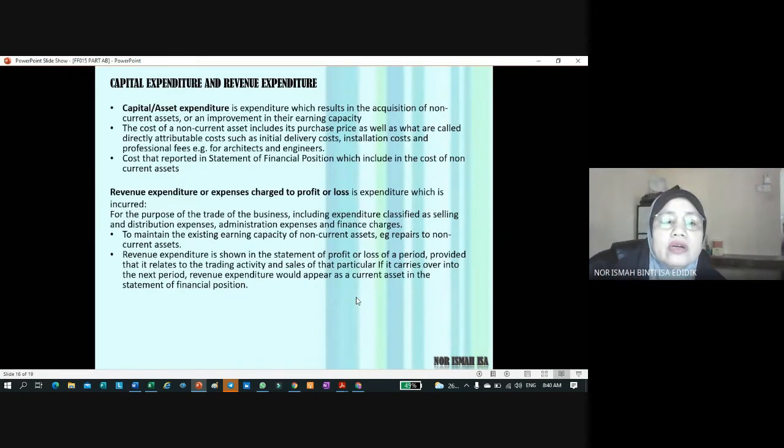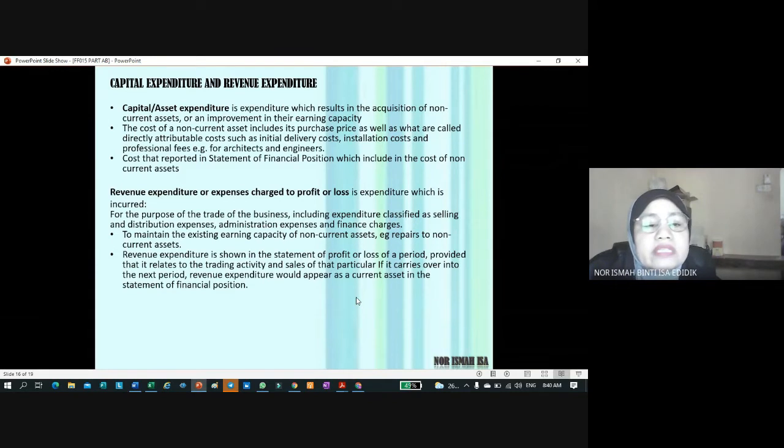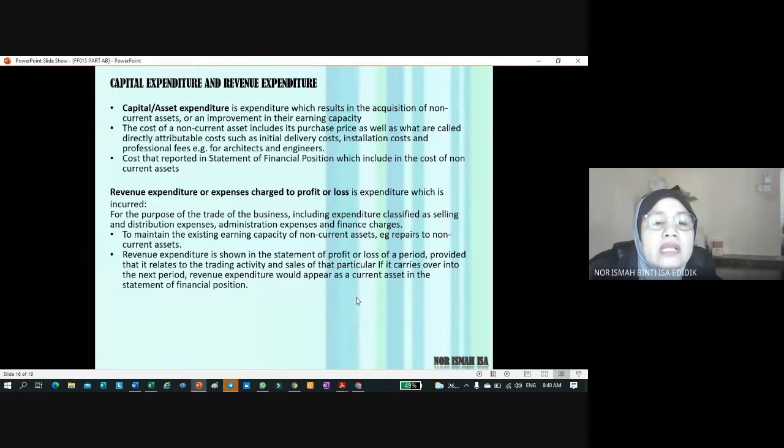Next, I will show about capital expenditure and revenue expenditure. This is the terminology used previously. For this semester, the syllabus has changed the terminology. Instead of capital expenditure, we have changed it, in the latest syllabus this year we call it asset expenditure. And revenue expenditure we don't call revenue expenditure, we call it just expenditure.